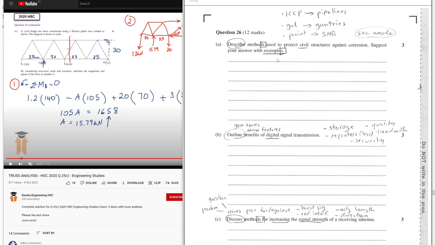Support your answer with examples. So you'll notice that I've got S's there to say that we need to have two methods at least and two examples at least to really be accessing those full marks.